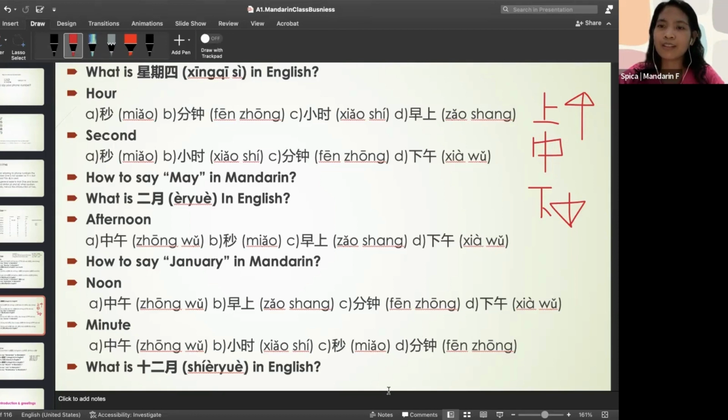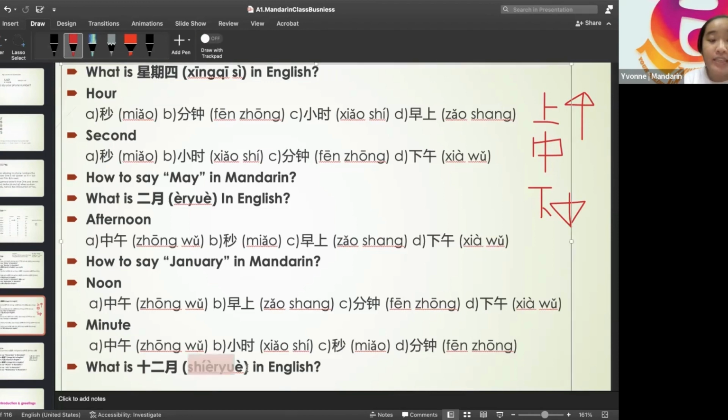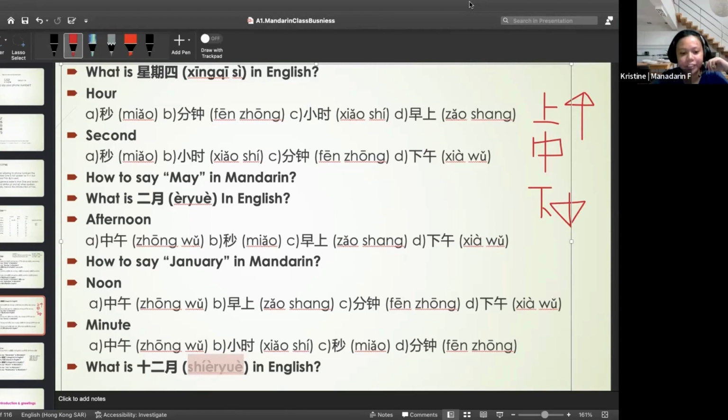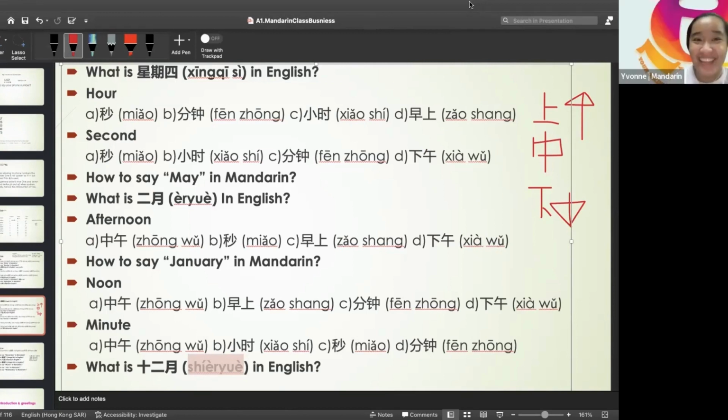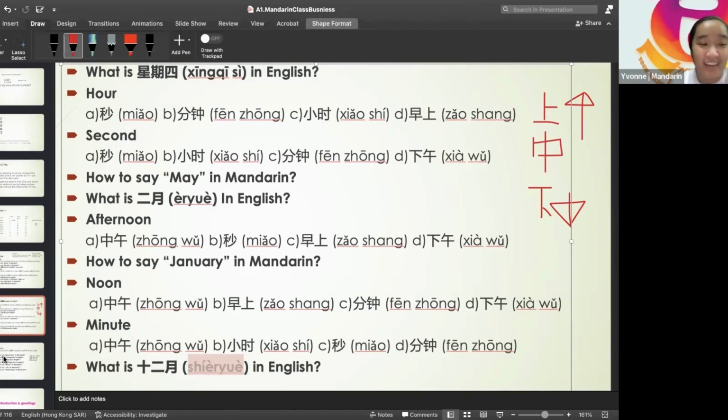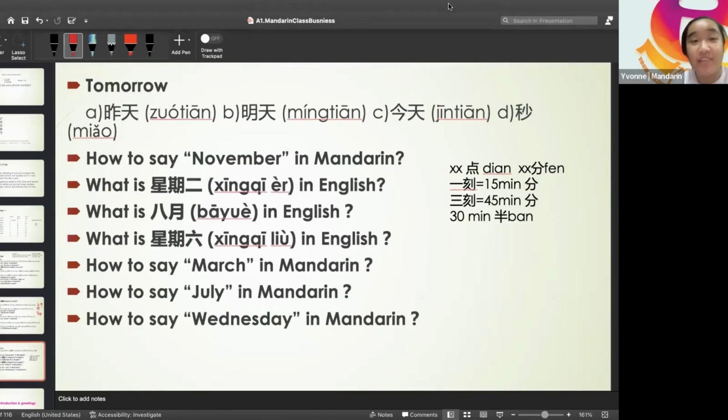Very good, Christine. Very good, Spiker. 分钟. Because I said before, for time we just say 分, but the complete vocabulary for it is 分钟. Now this one. What is 12月 in English? Is it December? Very good, Christine. How do you guess this? Yes, it's 10 to 12, okay? 12月. We have a little bit more, then we can end class.